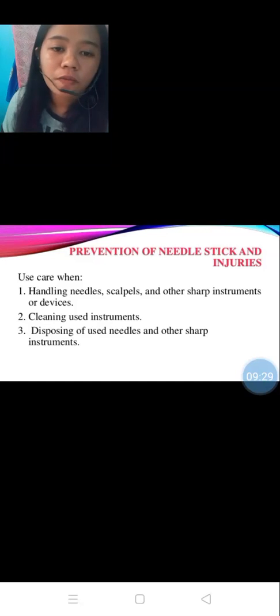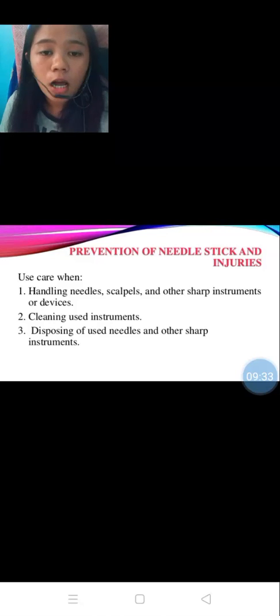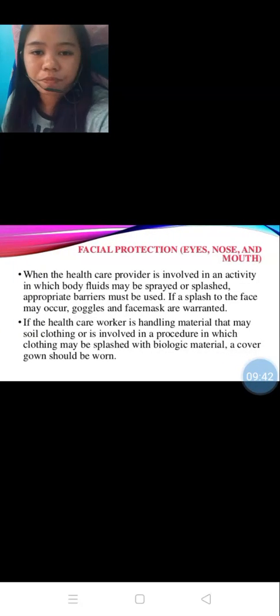For prevention of needle stick and injuries, they use care when handling needles, scalpels, and other sharp instruments or devices, when cleaning used instruments, and when disposing of used needles and other sharp instruments.